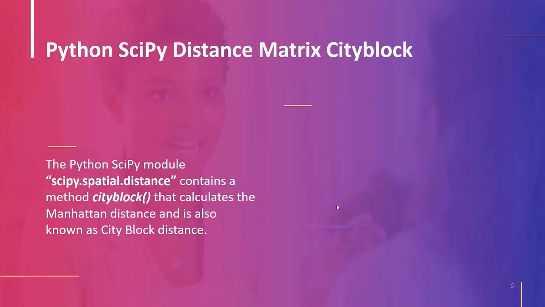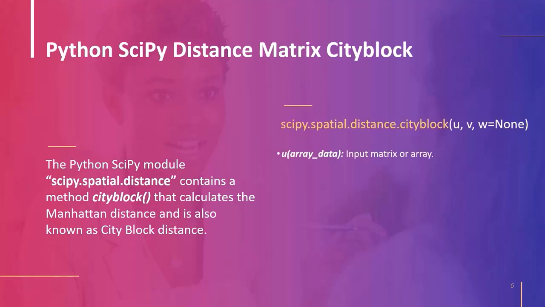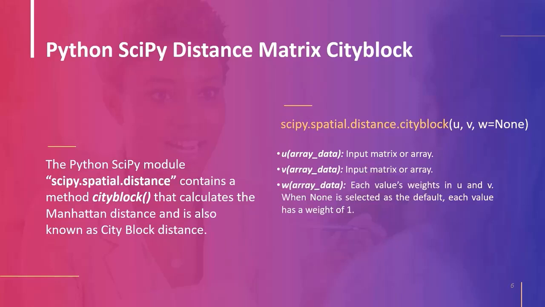The next topic is Python SciPy distance matrix cityblock. Manhattan distance, also known as the cityblock distance, is calculated by the cityblock method found in the Python SciPy package scipy.spatial.distance. The syntax of the method is as follows, where parameters are u, which is an input array, v, which is also an input array, and w, a weight for each value in u and v. By default, it is None, which gives each value a weight of 1.